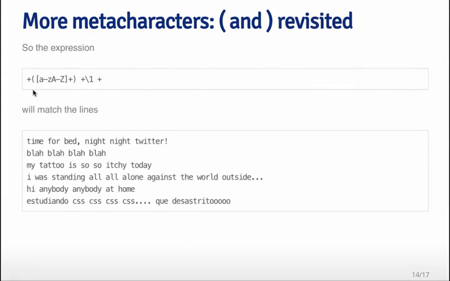So for example, here what we're looking for is a space followed by at least one, but possibly more, characters, followed by at least one space, followed by the exact same match that we saw within the parentheses. So for example, here we see night space night, which will match this part plus a space and then a replication of the exact same phrase. So that'll happen again with blah blah blah, or so itchy, and so forth. So that's looking for repetition of a particular phrase.